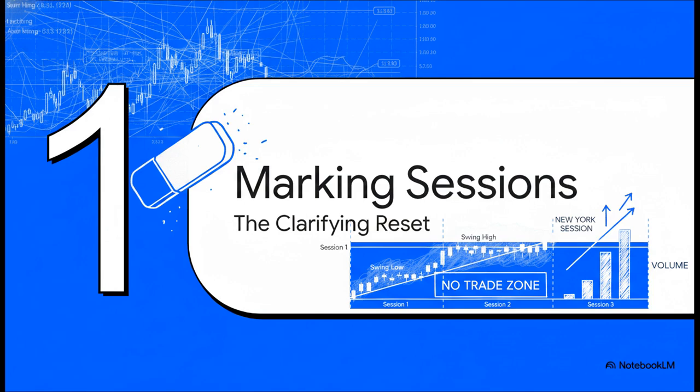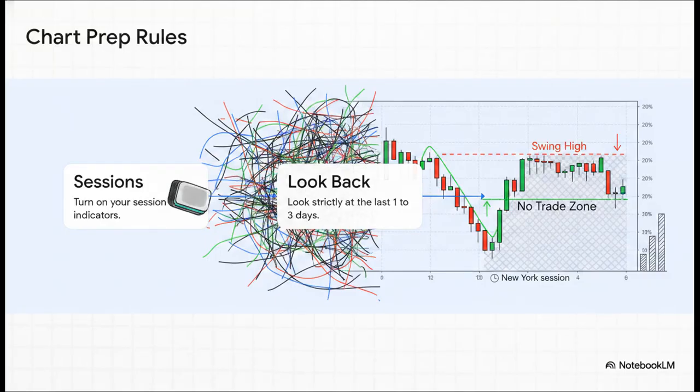All right, so the first step of our reset, marking the last sessions. We are stepping totally out of the chaos here, so treat this like a non-negotiable checklist for marking up your chart. Step 1, turn on your session indicators. Step 2, look strictly at the last 1 to 3 days or sessions. Step 3, find and mark your swing high and your swing low within that specific window. The swing high is just where sellers took control, and the swing low is where buyers stepped back in.